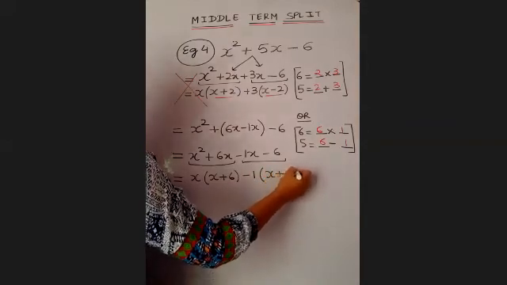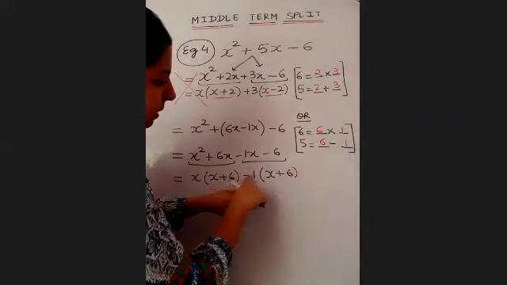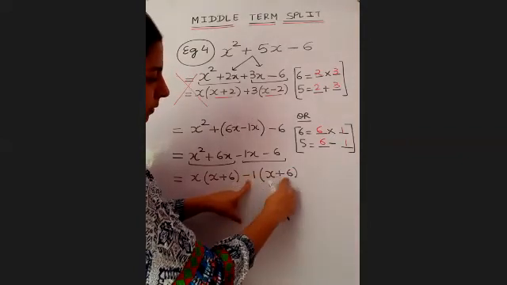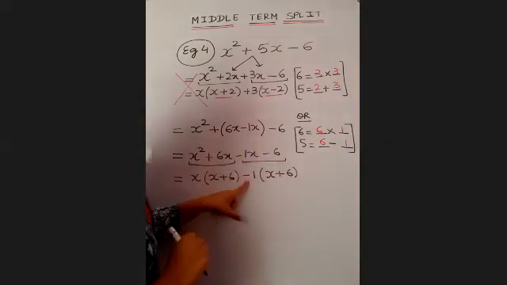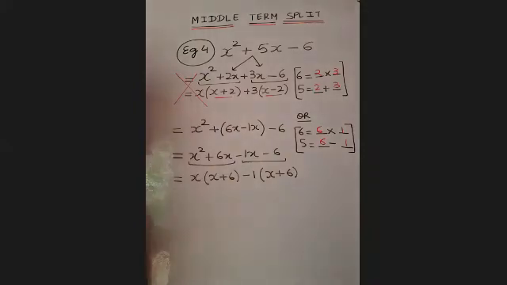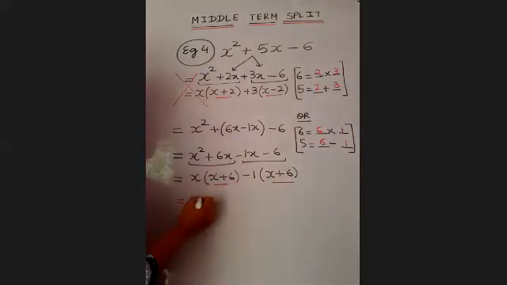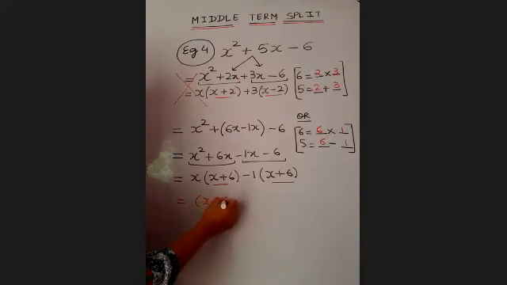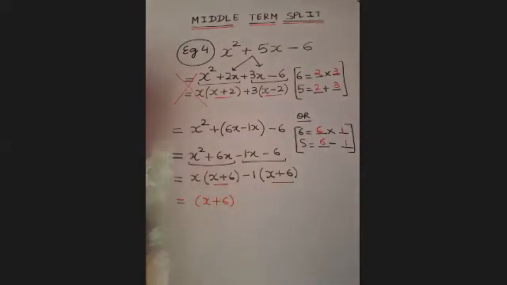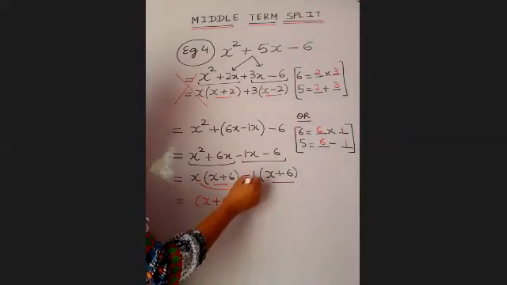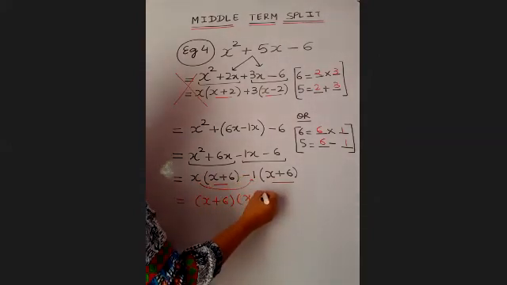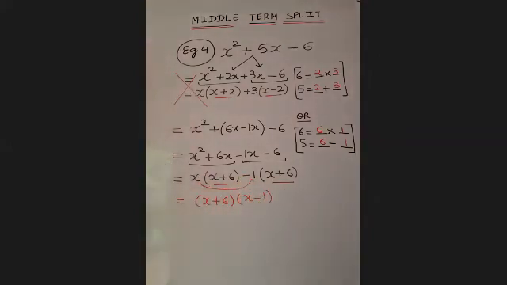Now look, when you are taking minus common, minus times plus makes it what? Minus. Are the two brackets the same here? Yes, ma'am. x plus 6, and x minus 1. So is this factorization correct?